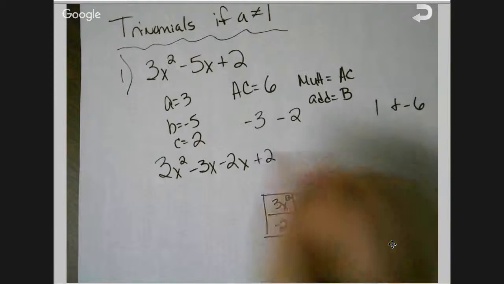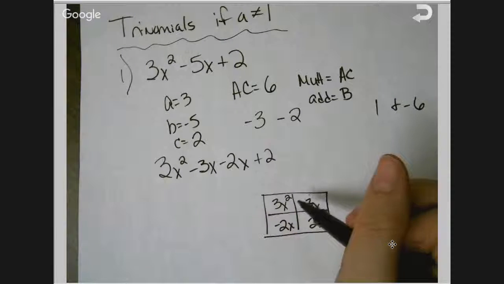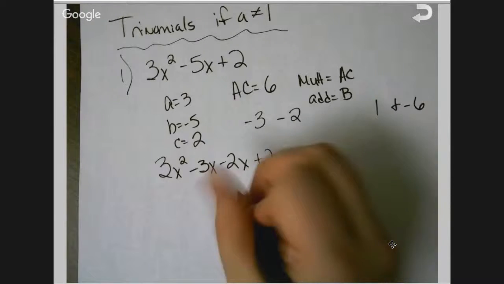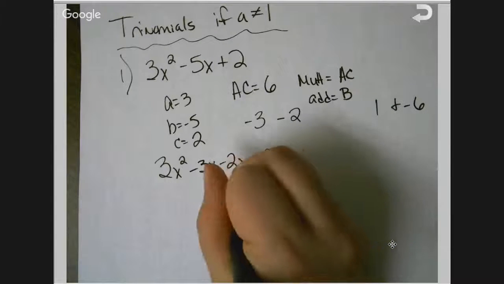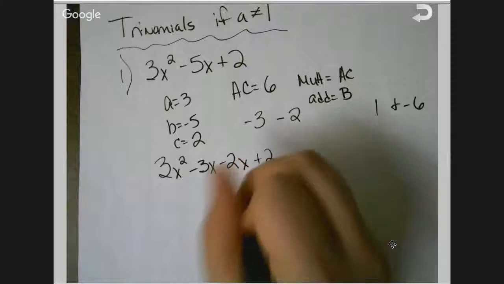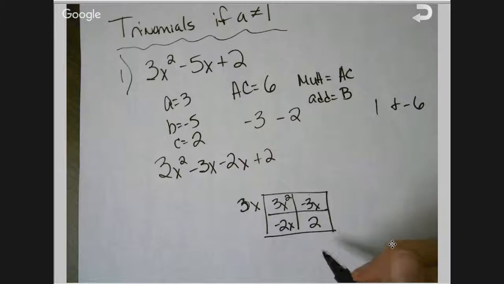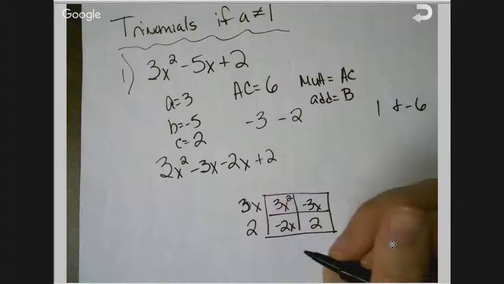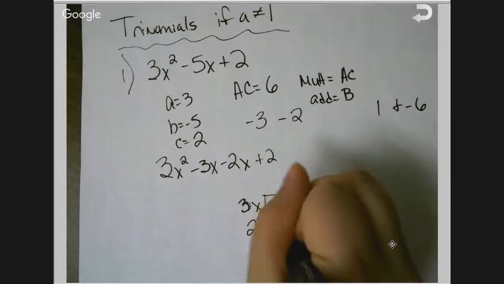Okay, take out your GCF. What can we take out of 3x squared and 3x? Yeah, 3x. And we'll deal with our signs at the end. So negative 2x and 2. Okay, so we're going to pull out a 2. Why is it negative? Right, it's always that first box.